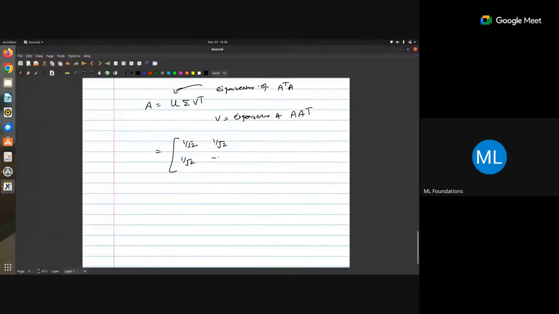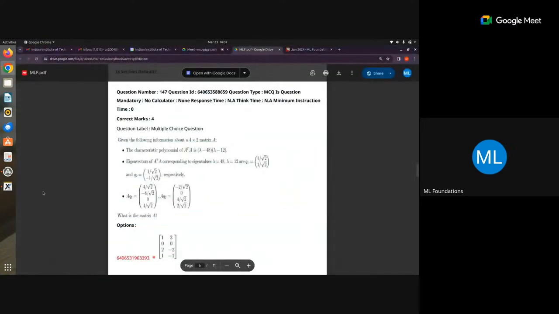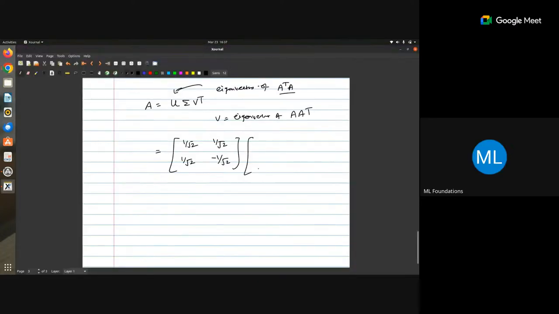And you can easily find the other vector, right? Because if you have one vector, the eigenvectors of this will always be orthogonal. Yes, because this is a symmetric matrix, and if you have the normalized eigenvectors, they should always be orthogonal to each other. This is very easy to identify. Lambda is 48, the maximum eigenvalue, and lambda is 12, the minimum one.